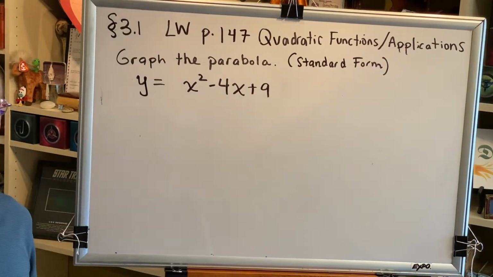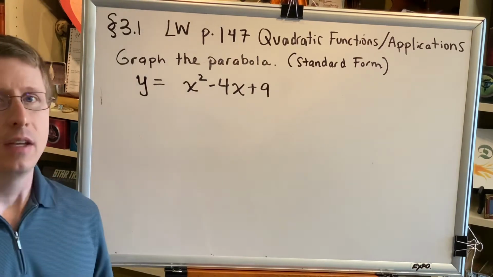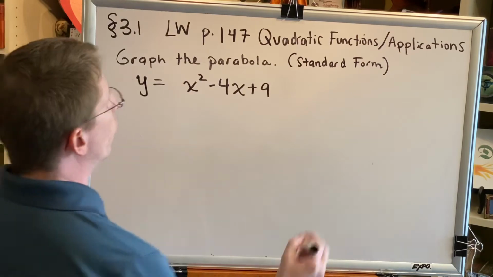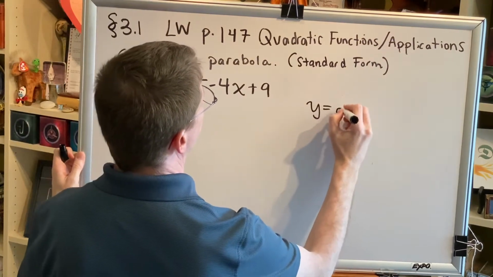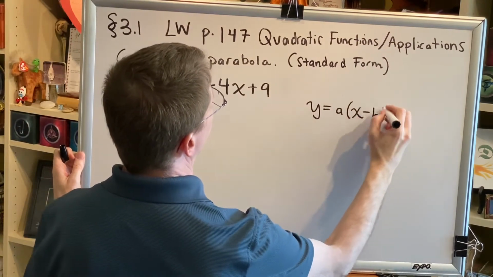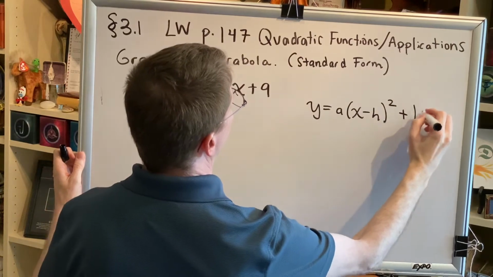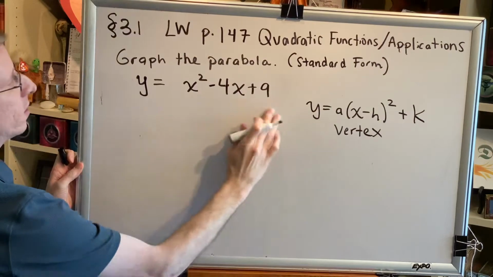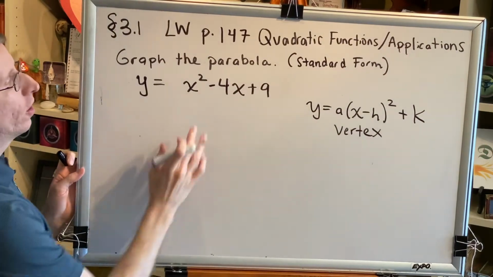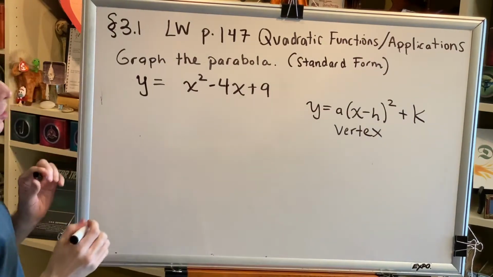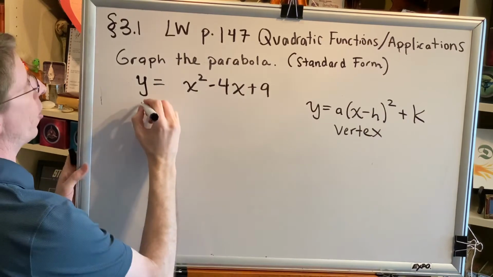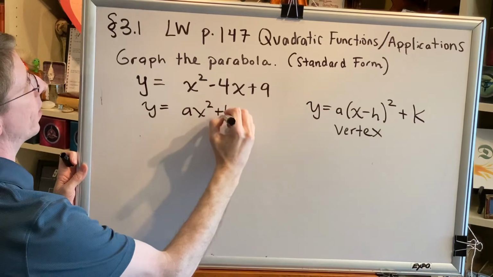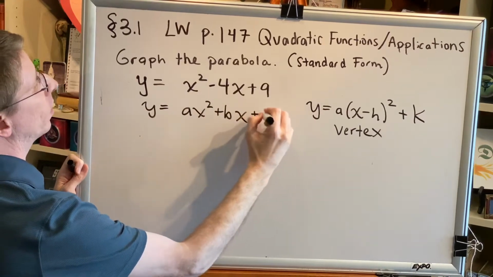The first thing that we want to notice about this parabola is it's missing those parentheses like the vertex form has. The vertex form looks like this. This does not have that same structure. There's no parentheses. So this must be the standard form. y equals ax squared plus bx plus c.